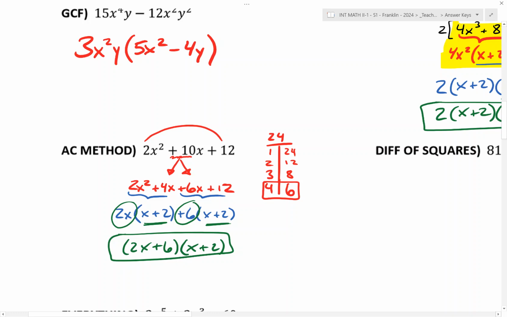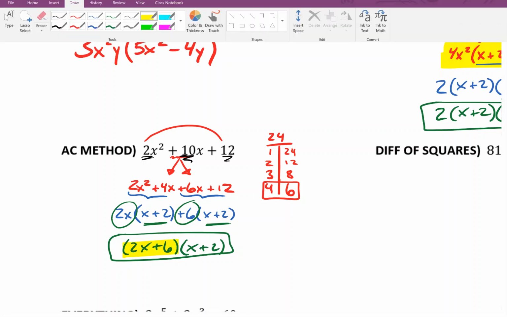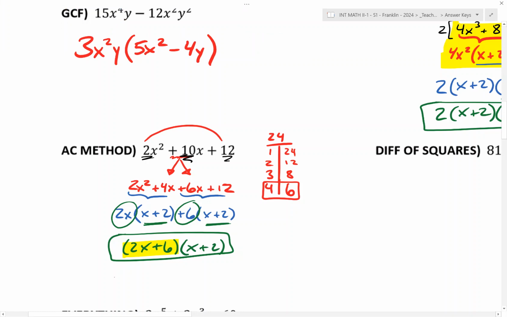All right, that's the AC method. Quickly check. Actually, it looks like we could have taken a GCF of 2 out at the beginning, from 2, 10, and 12. We didn't notice that, and that's okay. But if you look at this term right here, this 2x plus 6, we can actually take a GCF of 2 out right there. So we can do it at the end as well. So that's x plus 3, and then x plus 2.